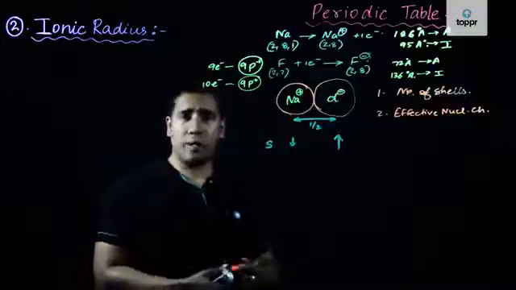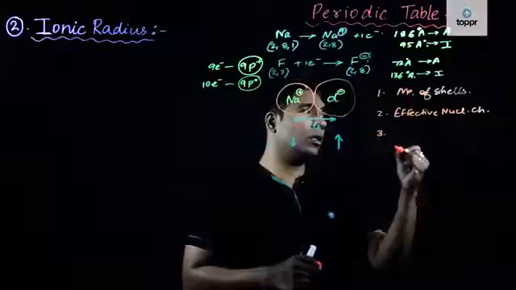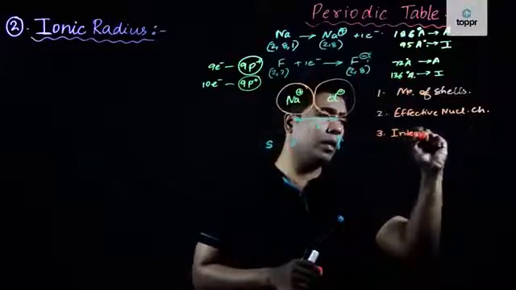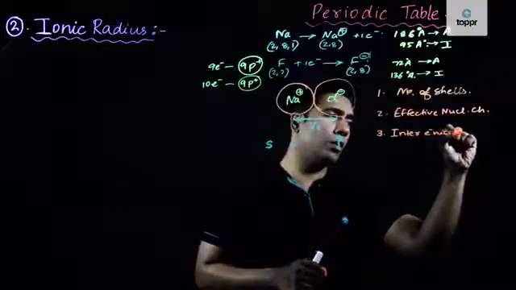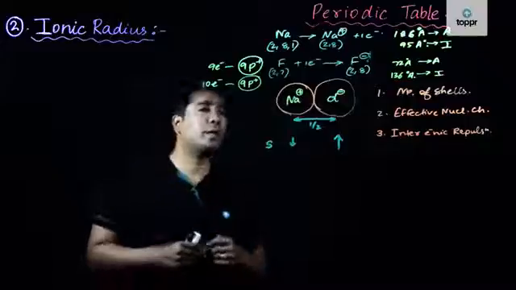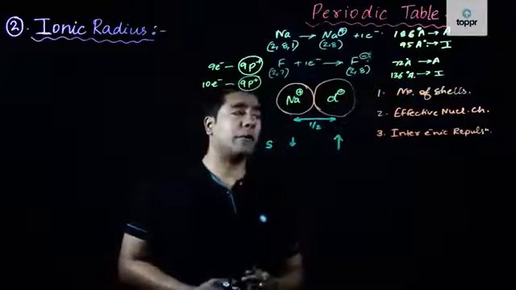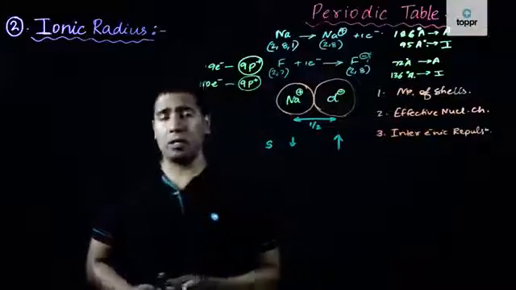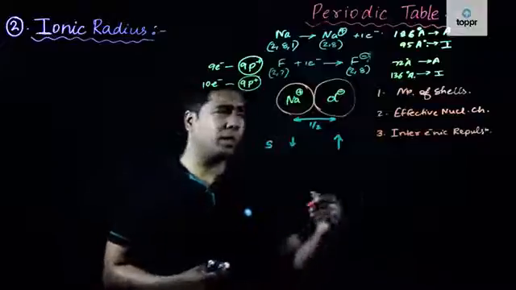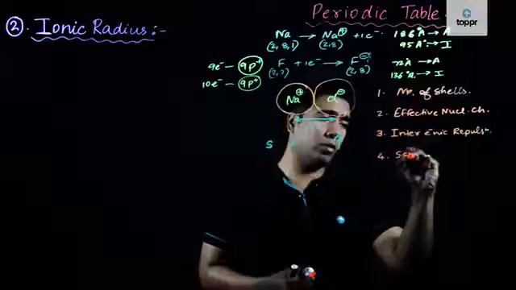Once we have written down this factor, we also need to write down the next factor, which is inter-electronic repulsion. We also know that in the case of fluorine, as we have already discussed, inter-electronic repulsion is observed. Also, to some extent, there will be a screening effect which might be observed in some cases. So let's write it down.